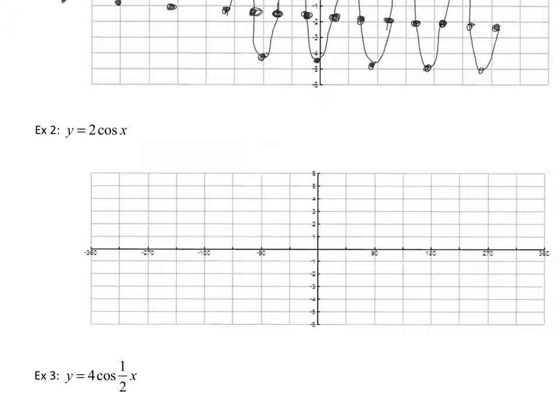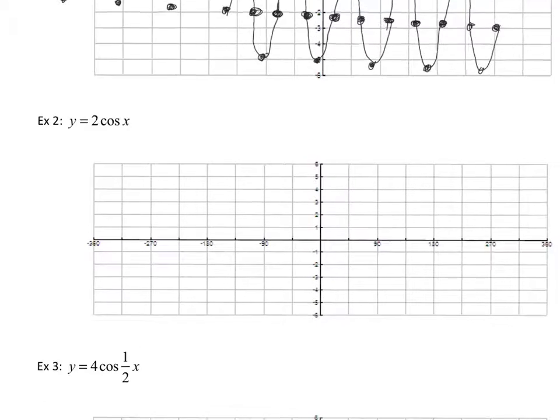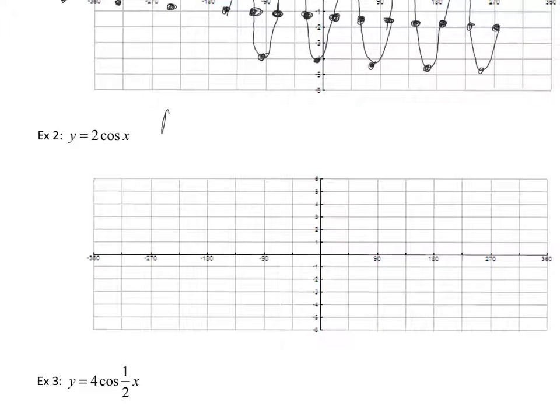Let's move on to example 2. This is a cosine curve. My amplitude, I get from this value of A right here. My amplitude is the absolute value of 2, which is 2. Notice that there doesn't appear to be a number before the x. That means my B value is 1.